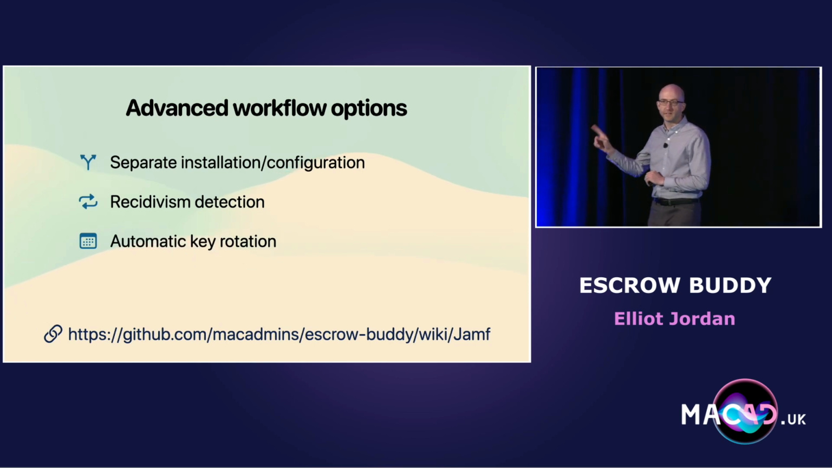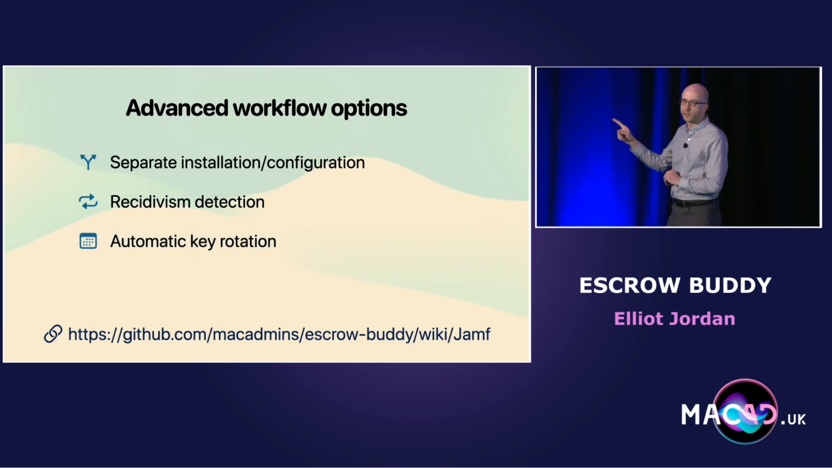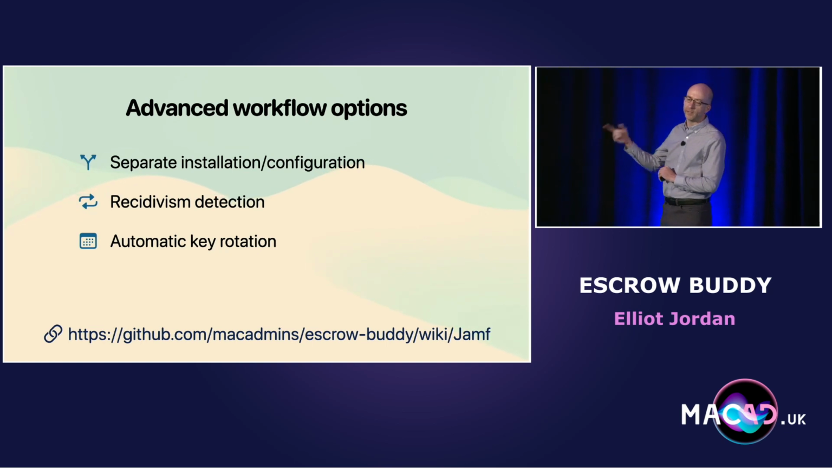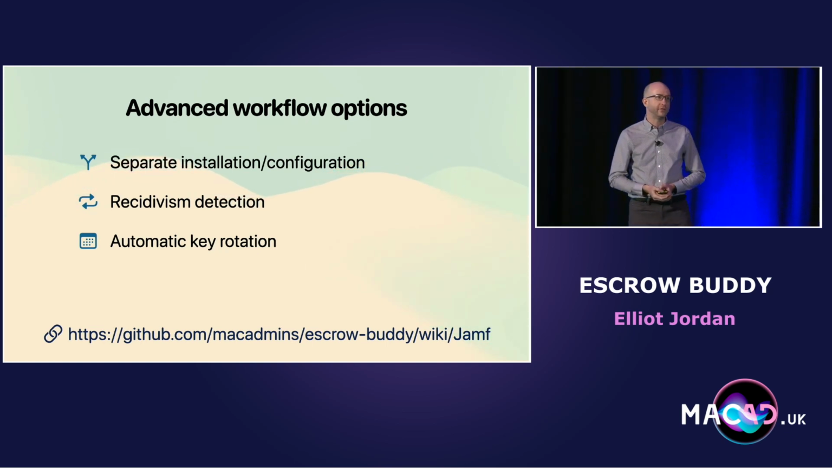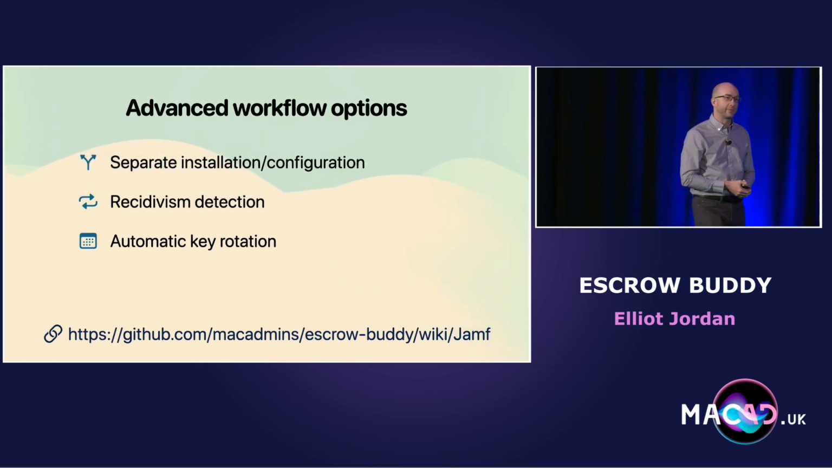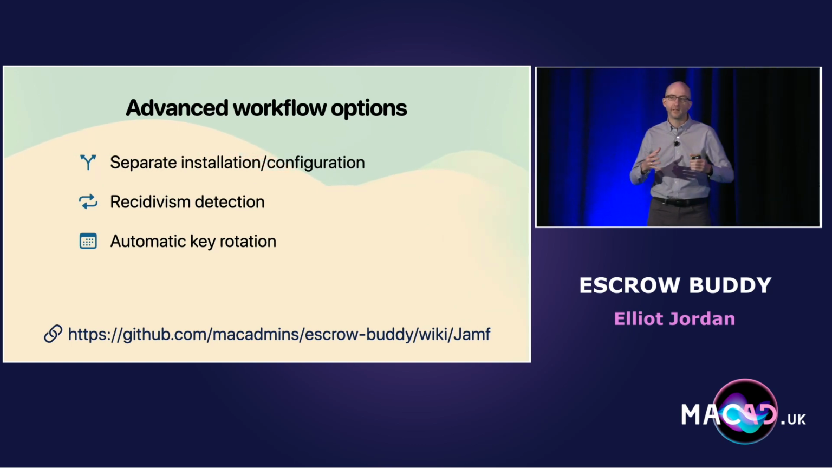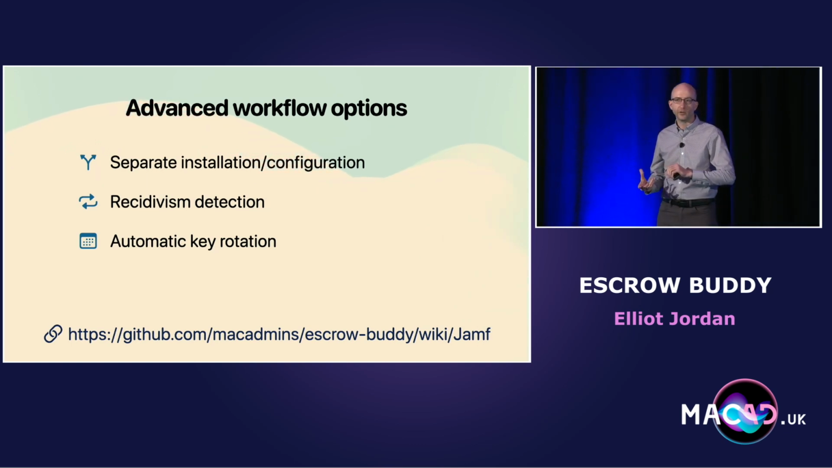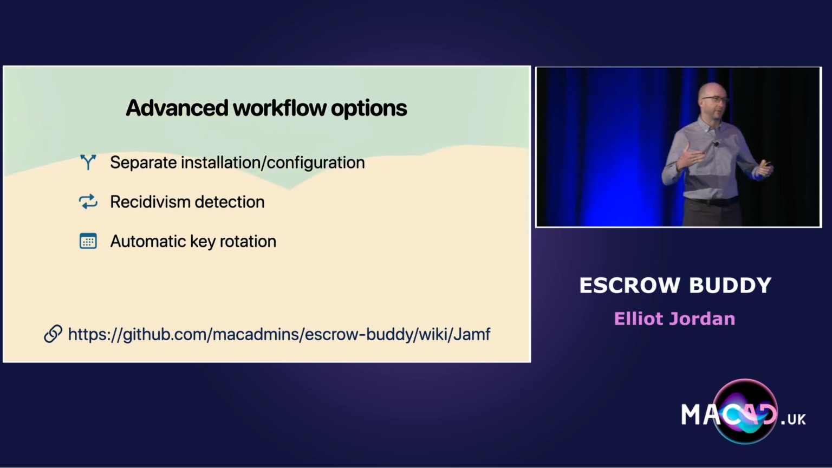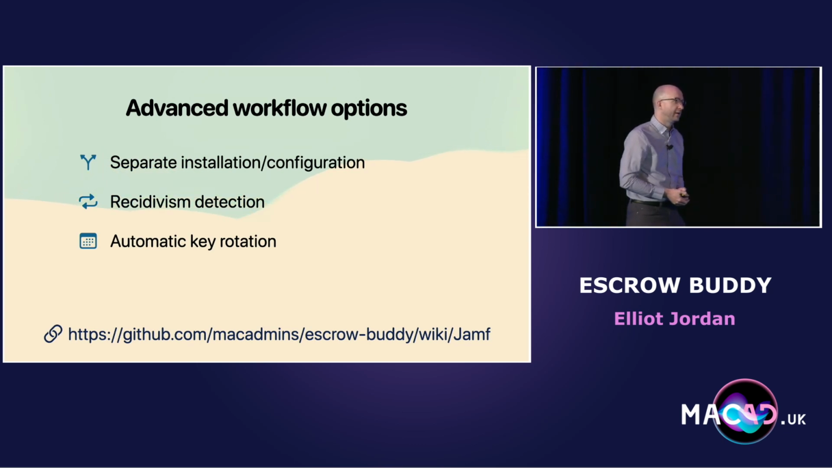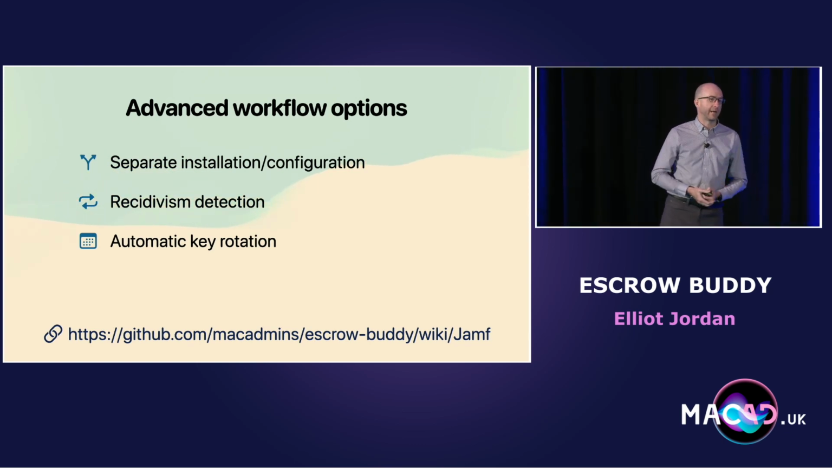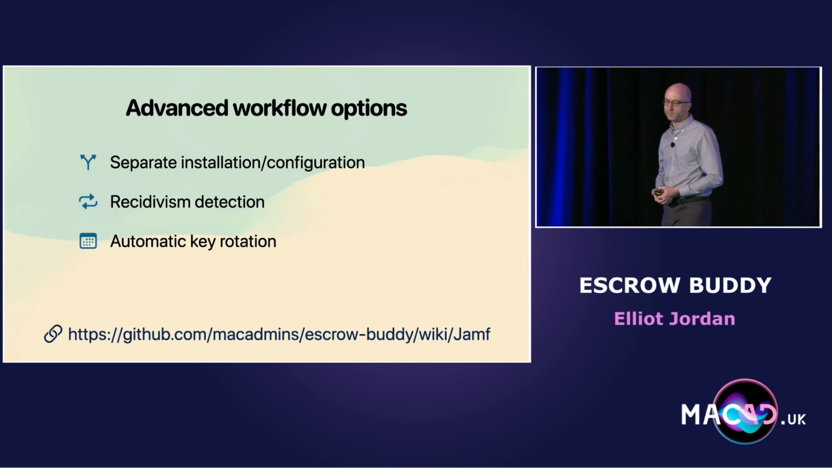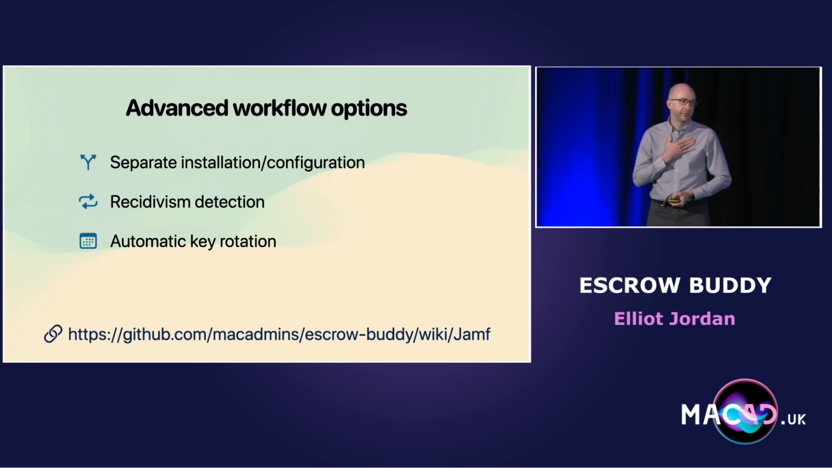Automatic key rotation. This is a feature of Crypt that you don't have to build yourself if you're using Crypt. But if you're using Escrow Buddy, you can use, for Jamf, for example, a combination of extension attributes and smart groups to figure out the date and time that the key was last rotated. And if it goes past a certain number of days or months or weeks or whatever you want, then you can rotate it again automatically. So that might be useful for some organizations. I don't do that myself.